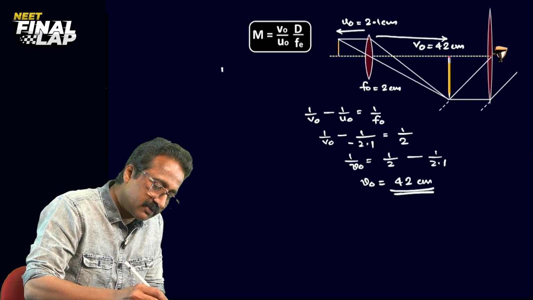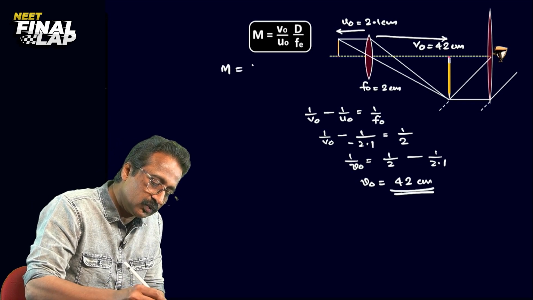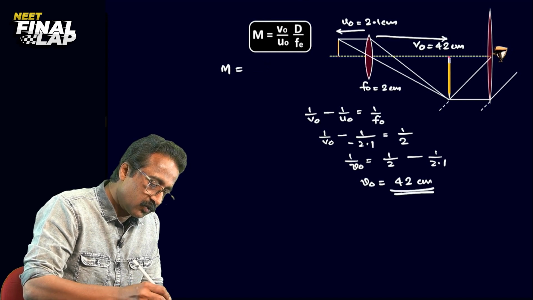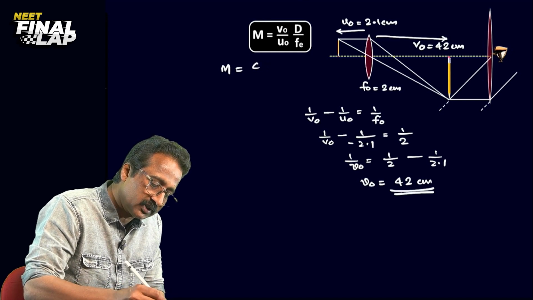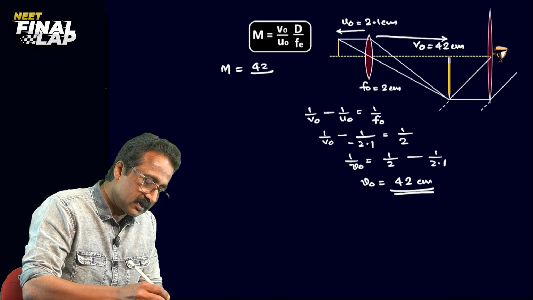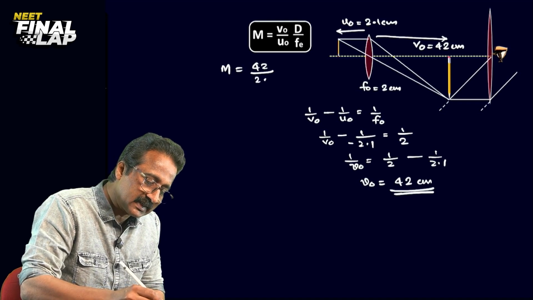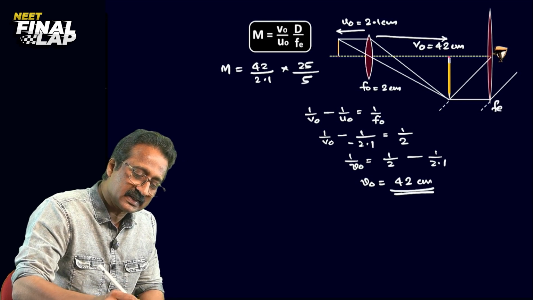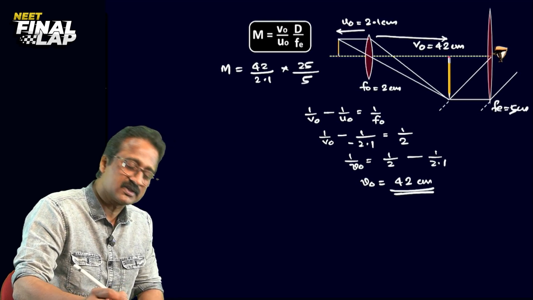The magnifying power M is given by D by UO, sorry, VO by UO, into D by FE. VO is given to be 42 here, so 42 divided by UO, which is 2.1. Into D by FE: D is 25 and FE is given to be 5 cm. It is given that the focal length of the eyepiece is 5 cm in the question.